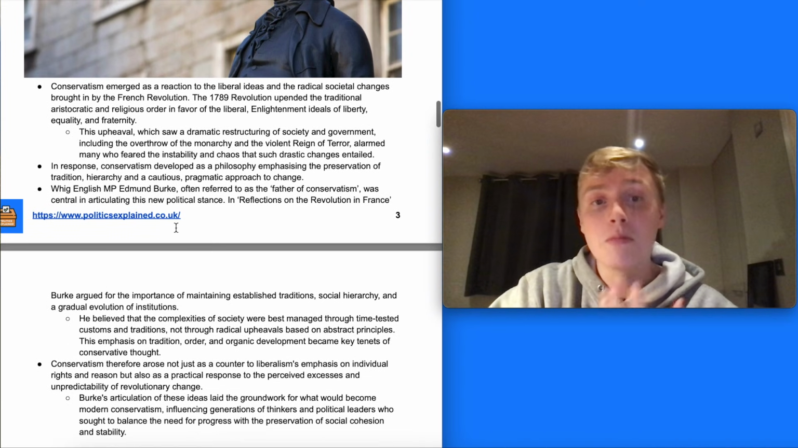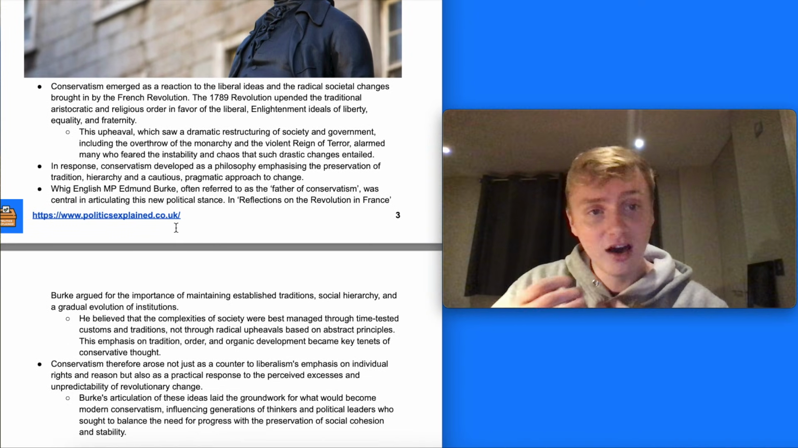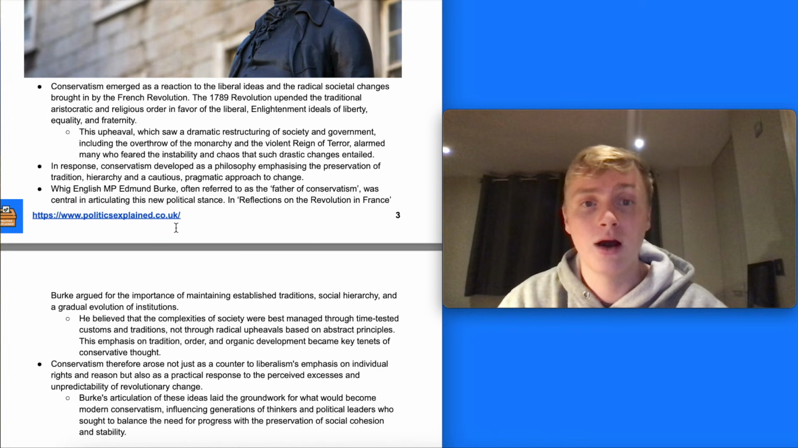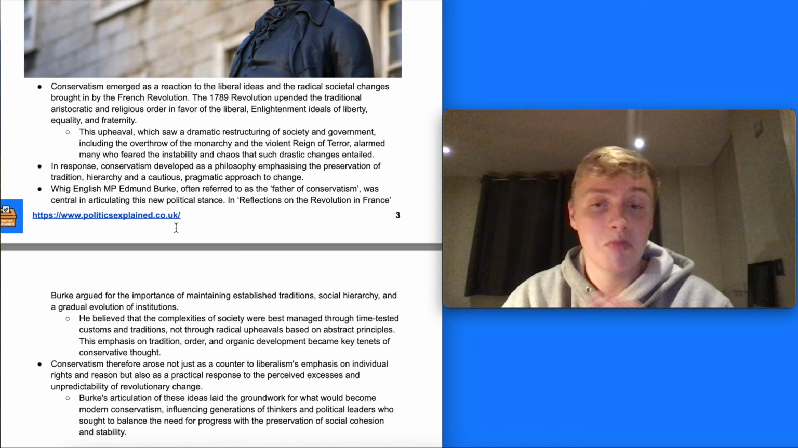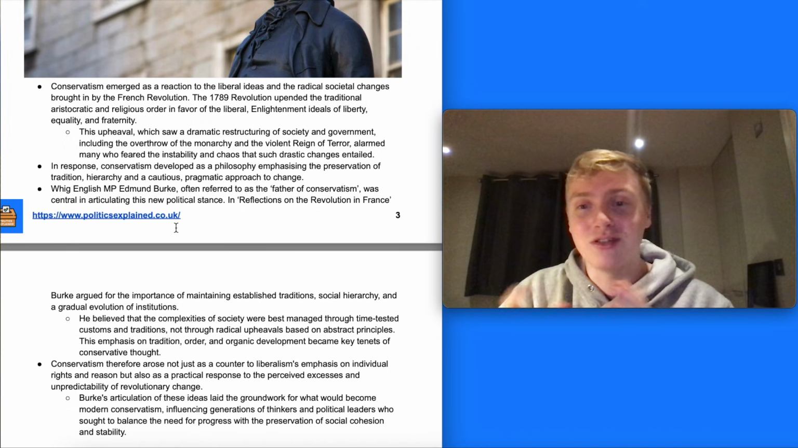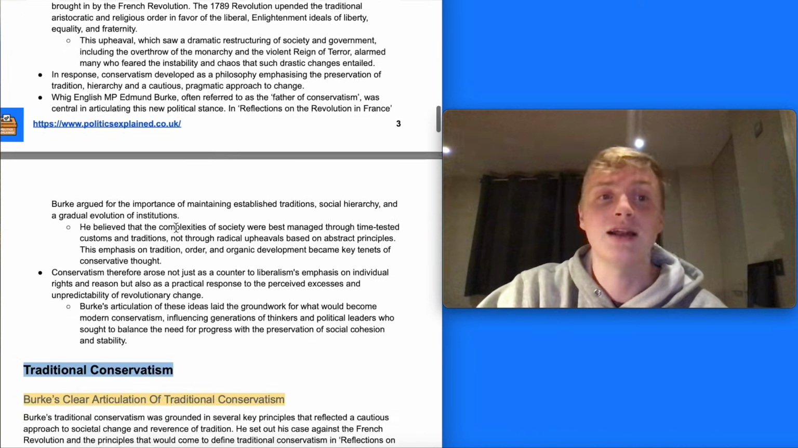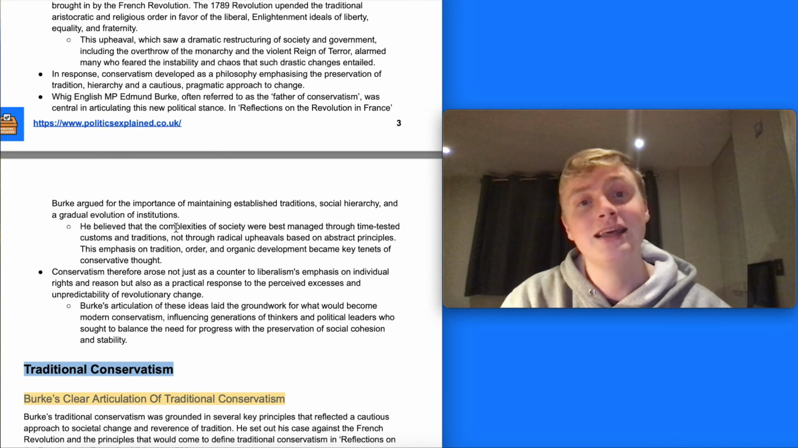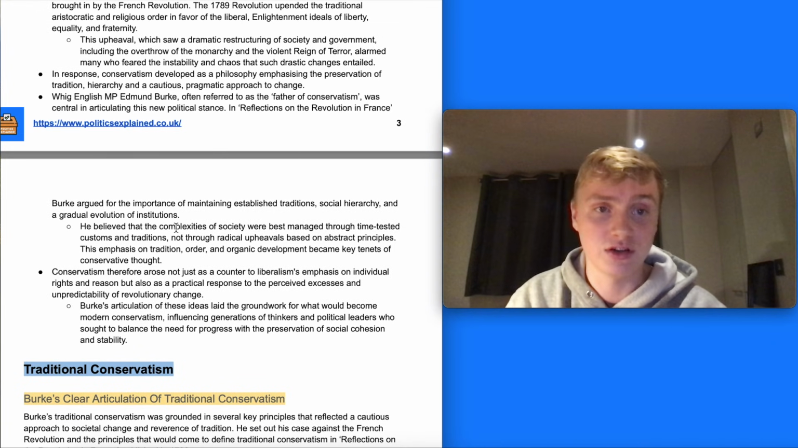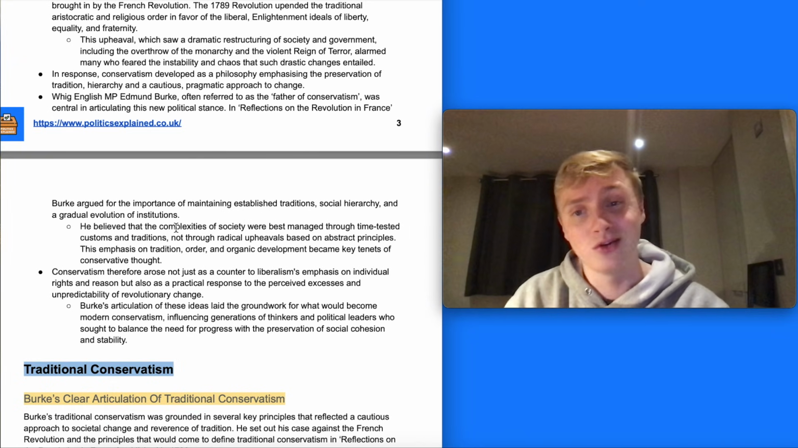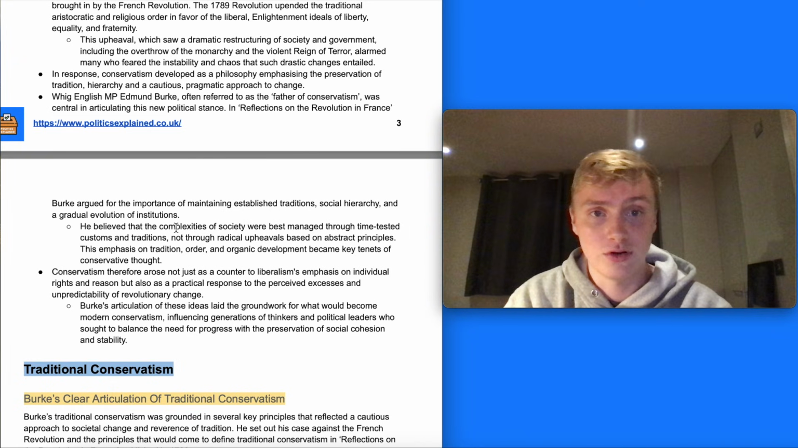And that saw a dramatic restructuring of society and of government, including the overthrow of monarchy and the violent reign of terror, and this alarmed many, chief of those who were alarmed being Edmund Burke, who at the time was an English MP, a Whig MP, and he became known as the father of conservatism for articulating a new political stance, effectively in response and in opposition to the French Revolution.